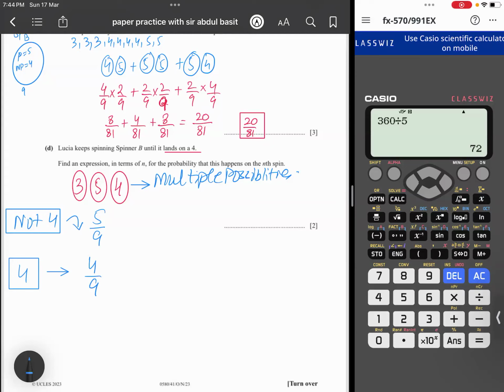Beta, we can have 5 by 9 multiple times. Agree or not? Yes, sir. So beta, we can have 5 by 9 multiple times because, for example, this is not a guarantee that I will spin and I will get the number 4 on the second term. Yes or no? Yes, sir.